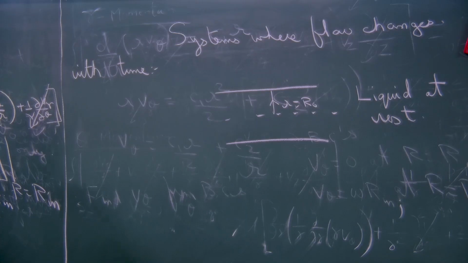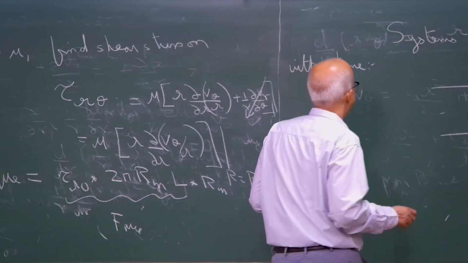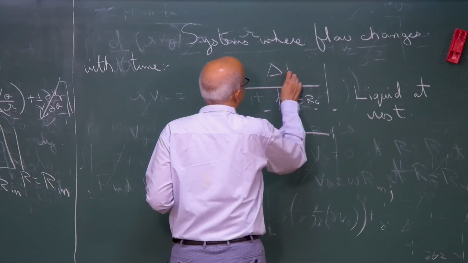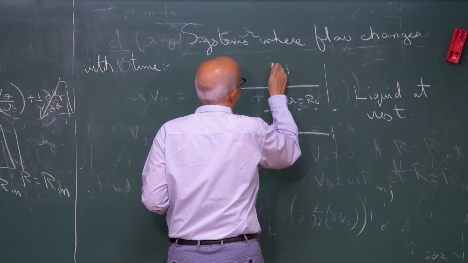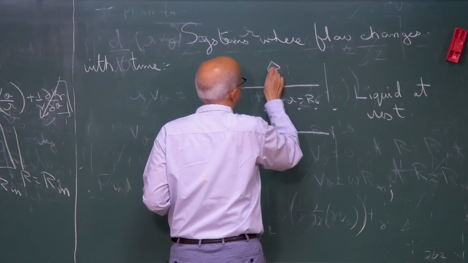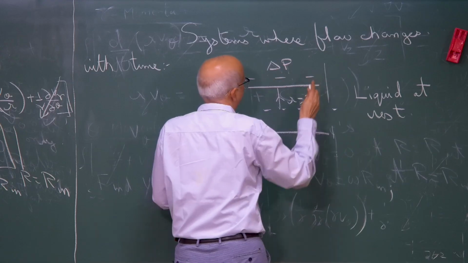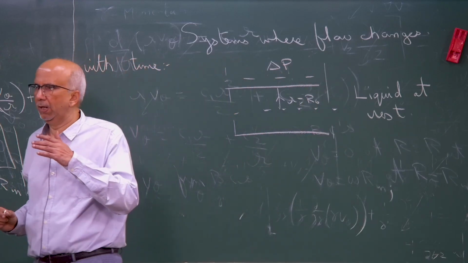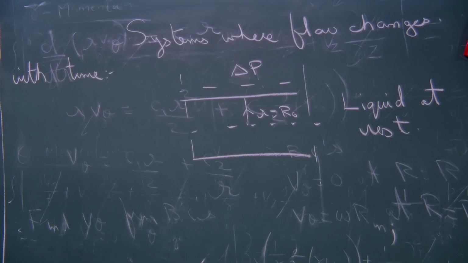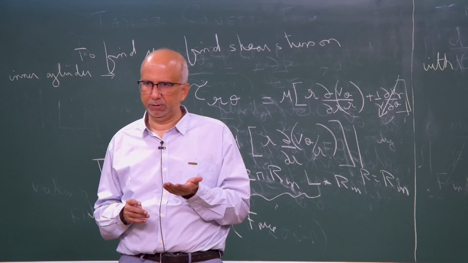and all of a sudden you apply a pressure gradient, okay. You apply a delta P, delta P. So, what are you going to get? Let us say delta P is sufficiently small, so you eventually get a laminar flow, the parabolic velocity profile.